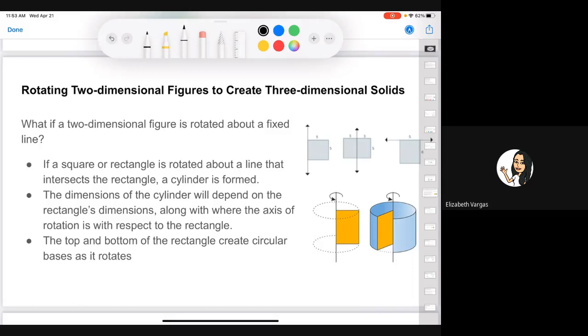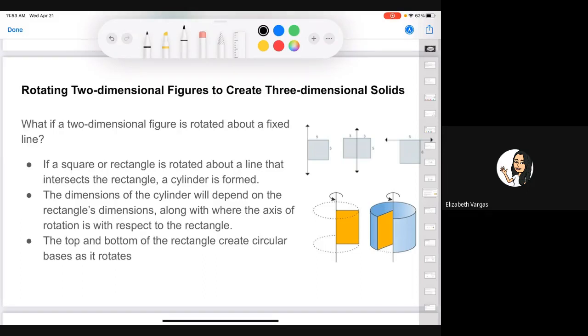If a square or rectangle is rotated about a line that intersects the rectangle, a cylinder is formed. The dimensions of the cylinder will depend on the rectangle's dimensions, along with where the axis of rotation with respect to the rectangle was. The top and bottom of the rectangles create circular bases as it is rotated.